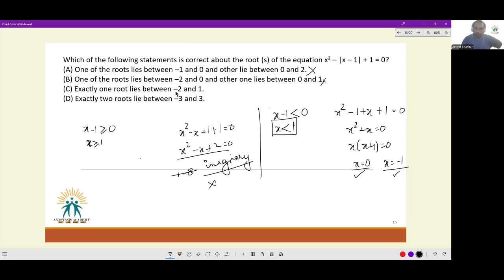Exactly one root lies between minus 2 and 1. No, there are two roots lying in that range, minus 1 and 0. Finally, exactly two roots lie between minus 3 and 3. Yes, both these roots lie between minus 3 and 3. The correct answer to the question should be option D.